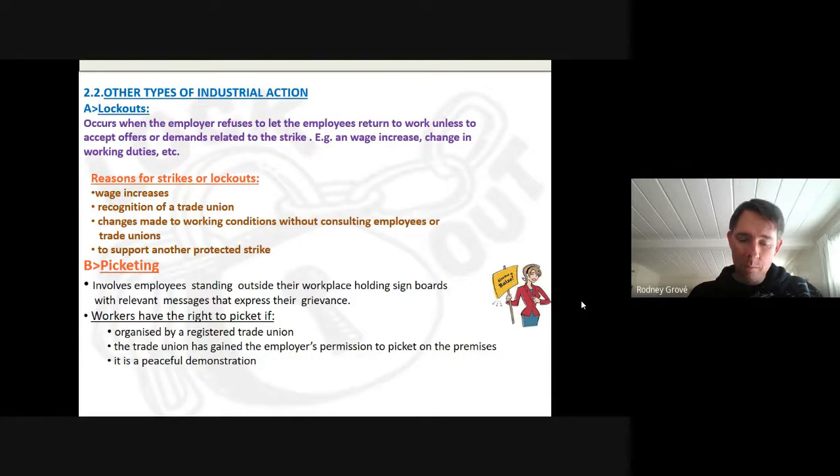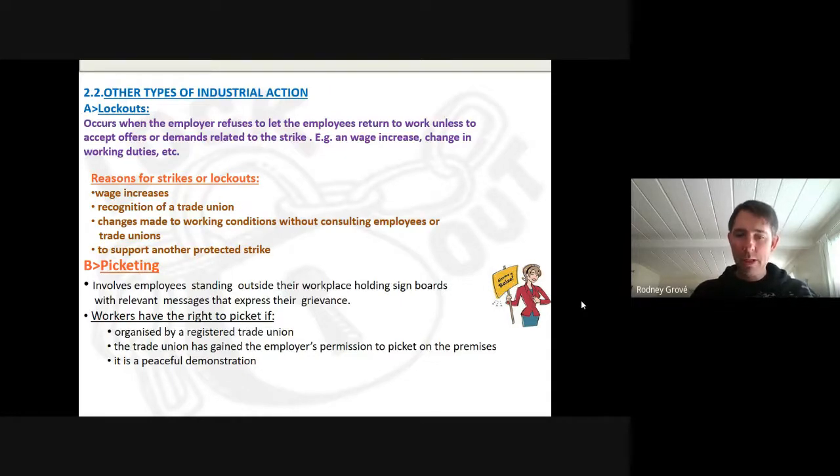Now, some important things here about picketing. Because it needs to be registered. Okay, so you need to follow the correct procedures to register a picket. But from there, your employer may not, without good reason, refuse to allow you to picket on the premises.